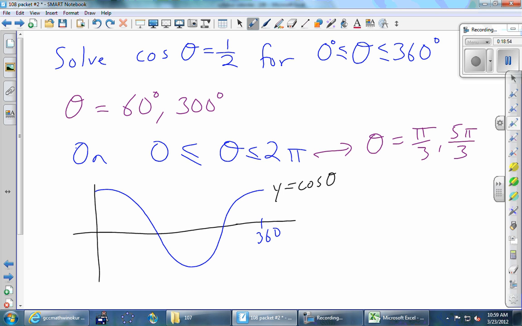Yeah, we want to graph y equals 1/2, right? We just graphed y equals cosine theta. We're going to graph y equals a half. With your arm, what does y equals a half look like? Horizontal line. So we're going to put a horizontal line at a half.